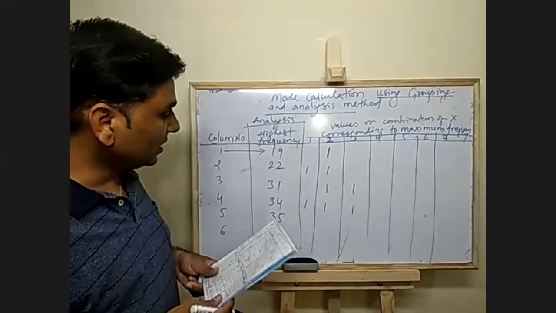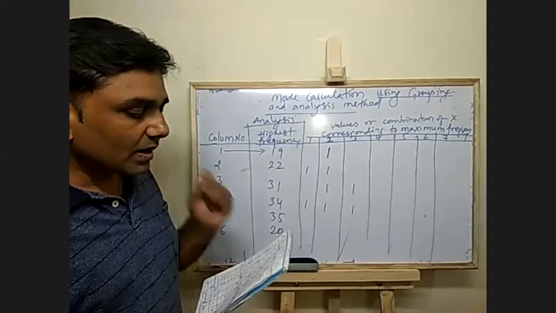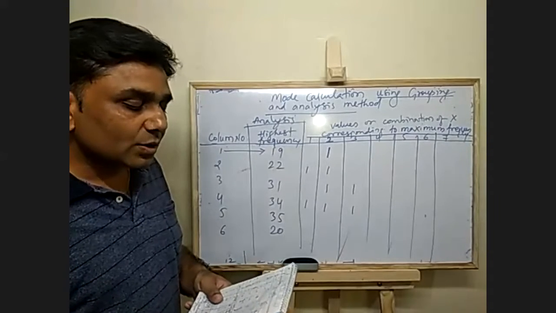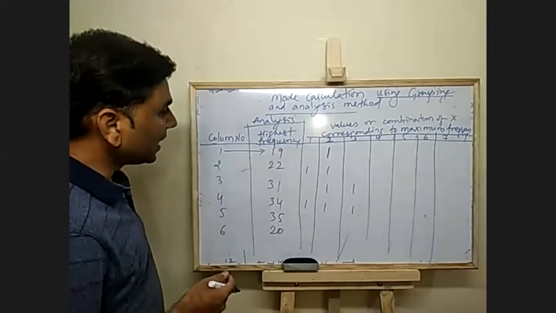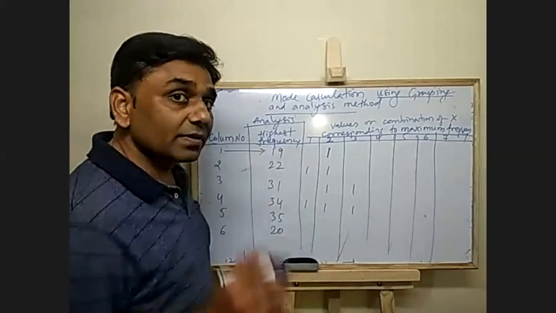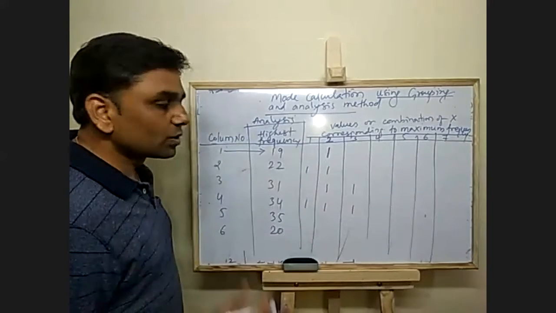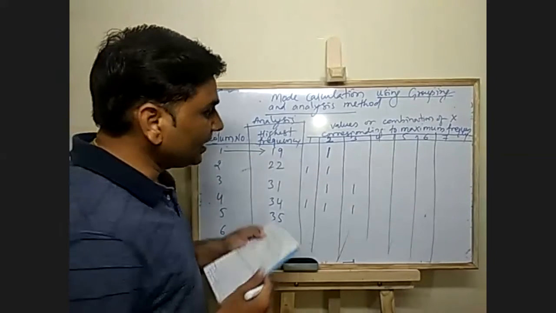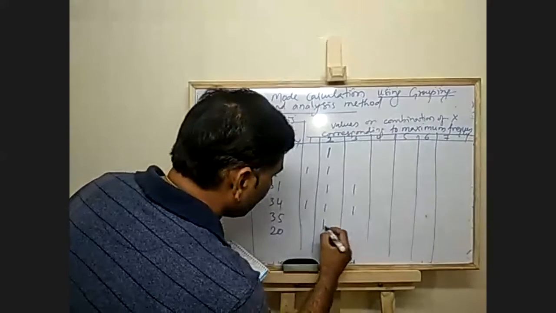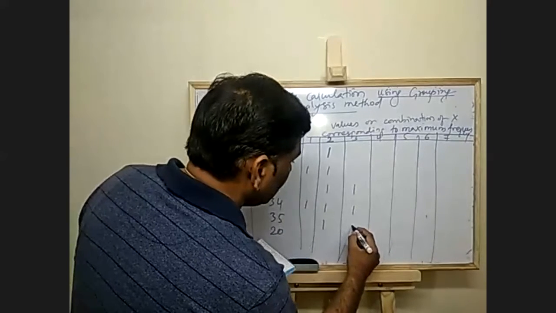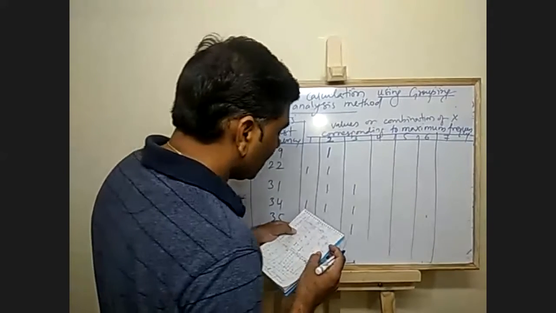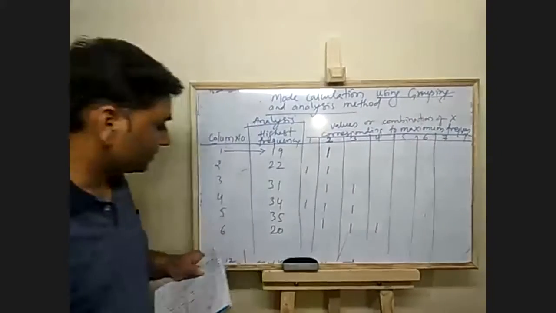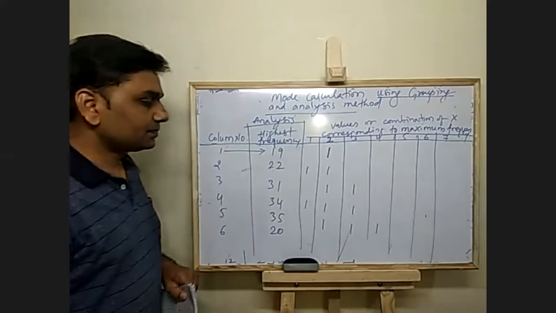Next, 34 is done. 35. How are we getting 35? 35 is the combination of 19, 12, 4. See the frequencies: 19, 12, 4. Now, where is 19? 19 is in second. Where is 12? Third. And where is 4? It is in fourth.